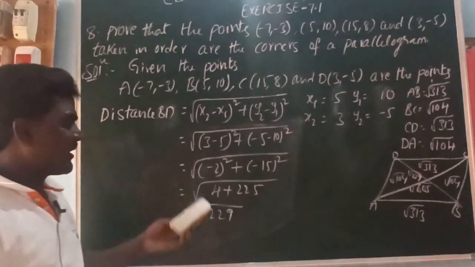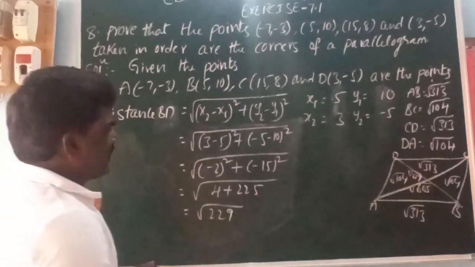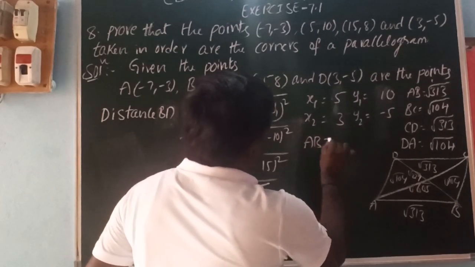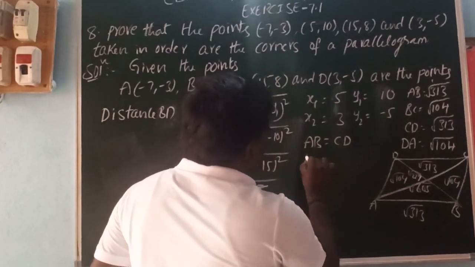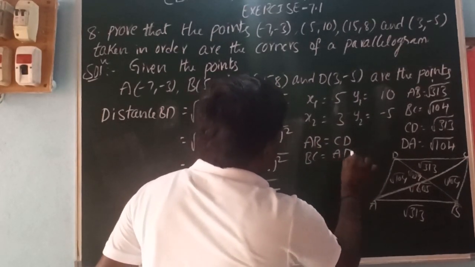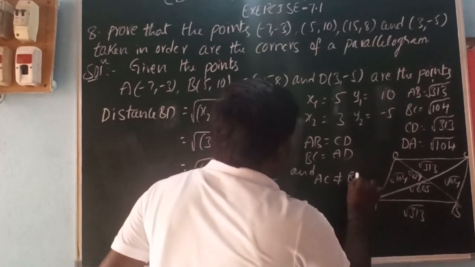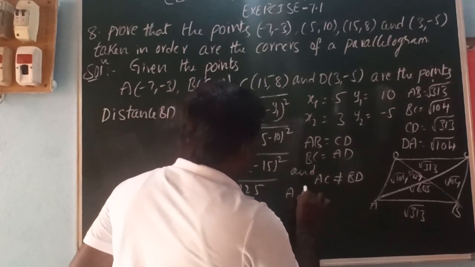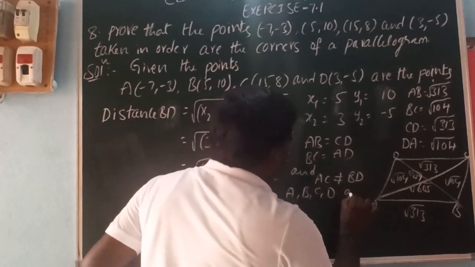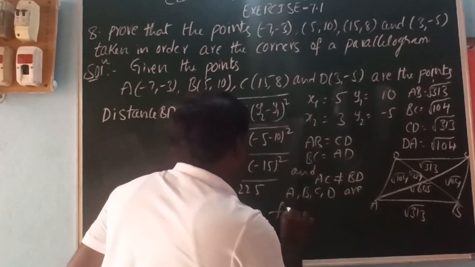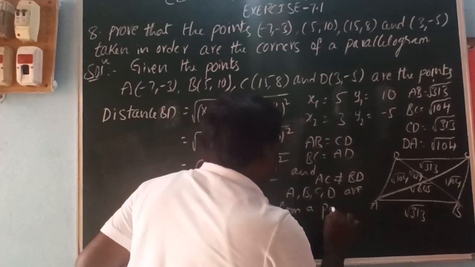So here the diagonals are not equal. So AB is equal to CD, BC is equal to AD, and AC is not equal to BD. Therefore the points A, B, C, D form a parallelogram.